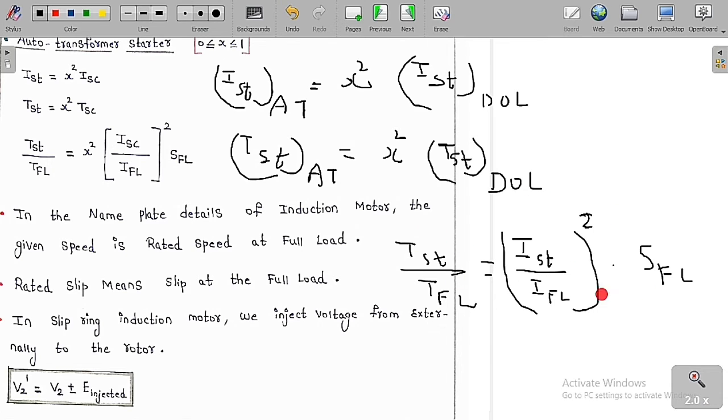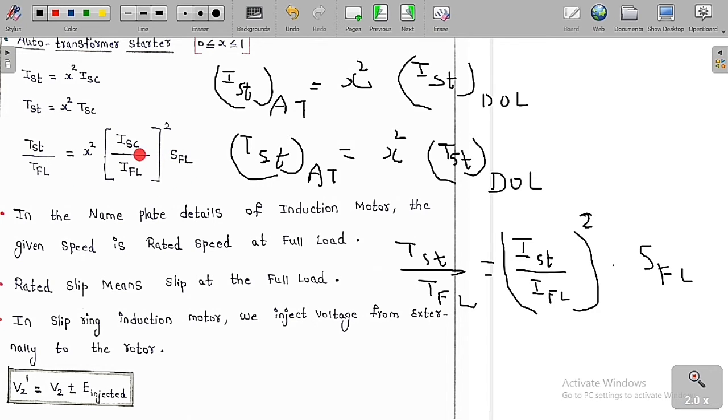I have already told you this formula: the starting torque by full load torque is equal to the starting current by full load current whole square into the slip at full load by the slip at starting, and the slip at starting is equal to 1. So we get this formula. But now this is for the auto transformer. In the auto transformer, the starting current is x times the starting current of DOL, so we replace this value by x into ISC. We take x squared outside, and we get x squared times ISC by IFL whole square into SFL. So this is the equation that you are going to get.